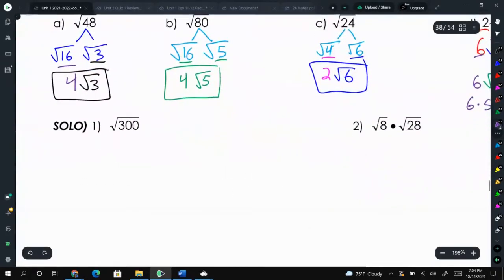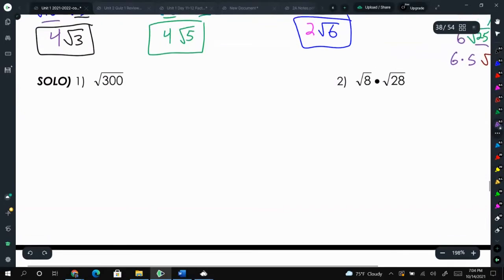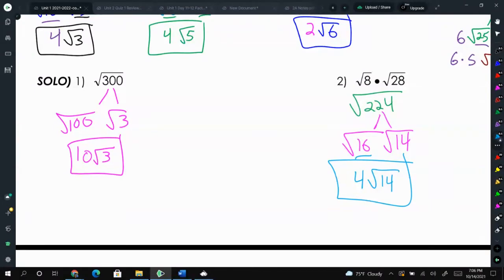So I want you to pause the video real quick and try these two. And when you're done, unpause it and see what you get. All right, so here are the answers. Square root of 300 should have been pretty easy to break up into 100 times 3, and the square root of 100 is 10. For number 2, when you multiplied 8 and 28, you got 224, and that can be broken up into 16 and 14. You cannot take the square root of 14 or break 14 up. So that stays the same, but the square root of 16 is 4.